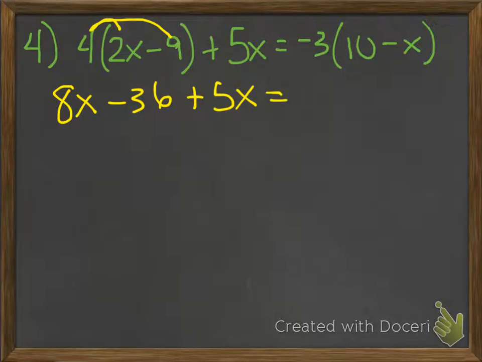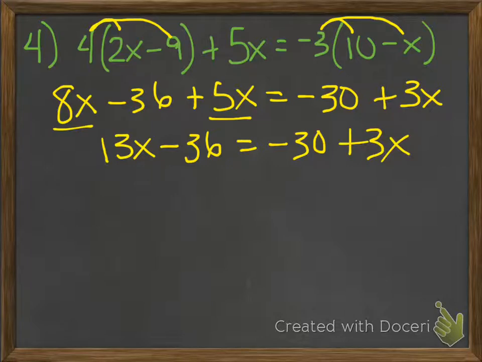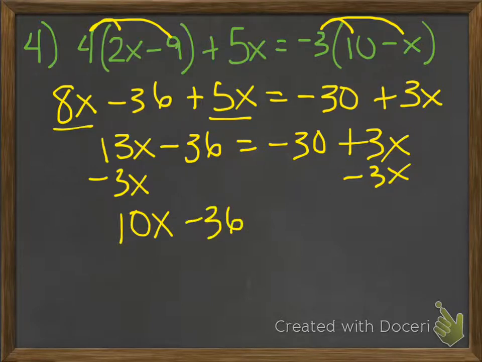And again, on this side, when we distribute negative 3, we get negative 30. And then negative 3 times the negative x is plus 3x. Combining like terms on the left-hand side, 8x plus 5x is 13x minus 36 equals negative 30 plus 3x. Getting all the x's to the same side, we're adding 3x, so we're going to undo that by subtracting 3x from both sides. So we get 10x minus 36 equals negative 30.